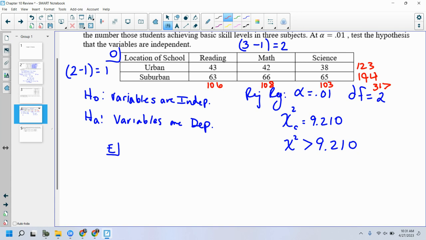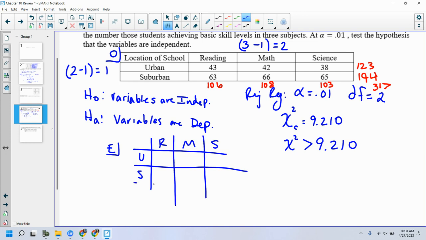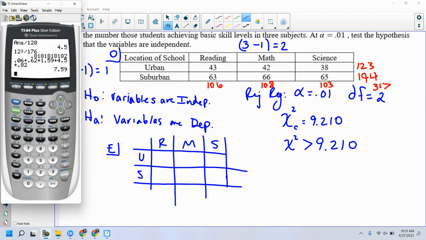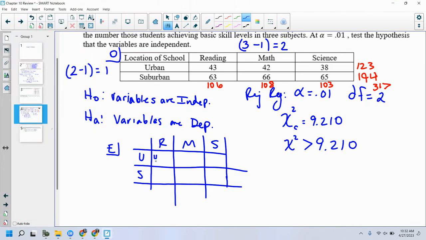Okay, now let's find our expected chart. So we've got urban and suburban, and then reading, math, science. Now, how do we find our expecteds? You multiply the 106 times 123 divided by 317. So this is for urban reading: 106 times 123, and we divide it by the total, 317. So 41.13. That's it.